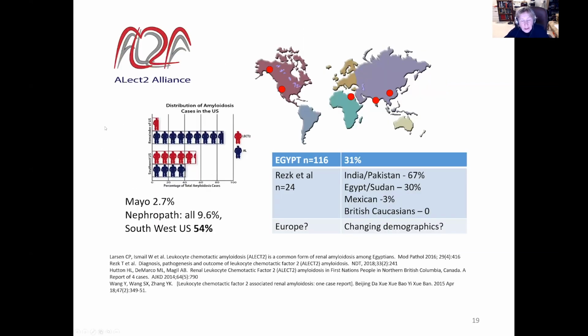Now, what about this ethnic association? These dots show places in the world where ALECT2 has been reported. Notice there is a notable absence from Europe. The only European study published is from London, but if you look at the origin of the patients, they are all of origins other than British Caucasians. In the US, we say that this is the third type of systemic amyloidosis, but in the Southwest, ALECT2 is more common than AL. So please keep it in mind.